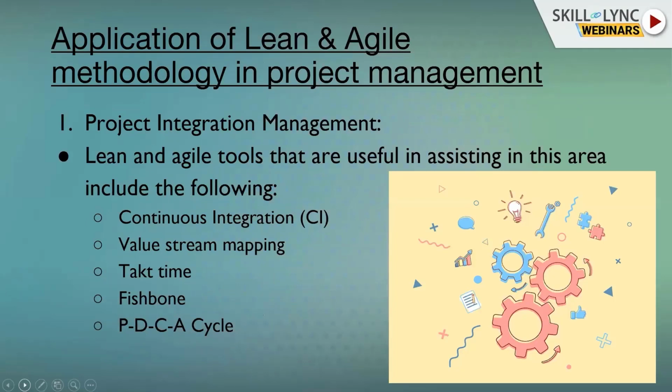Now coming to the next part, that is application of Lean and Agile methodology in project management. We know that there are 10 knowledge areas, so we'll start one by one. The first one is project integration management. Now, Lean and Agile tools that are useful in assisting in this area are the following. First one is continuous integration. The goal of continuous integration is to provide rapid feedback so that if a defect is introduced into the product or service to be delivered to the client, it can be identified and corrected as soon as possible.